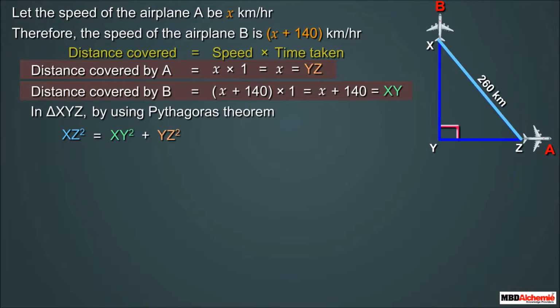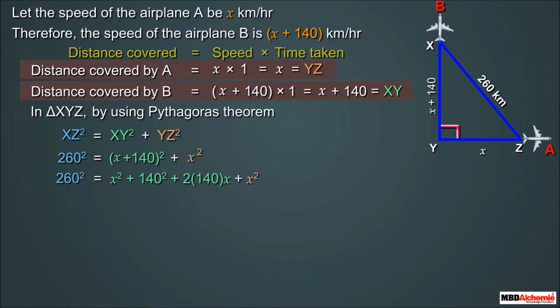We know that XZ is equal to 260, XY is x plus 140 and YZ is x. Then, we write it as 260 square is equal to (x plus 140) square plus x square. Now, we write the right-hand side of the equality as x square plus 140 square plus 2 into 140x plus x square by using the formula (a plus b) whole square. We simplify the equation by adding the like terms. Then we get 2x square plus 280x plus 140 square.